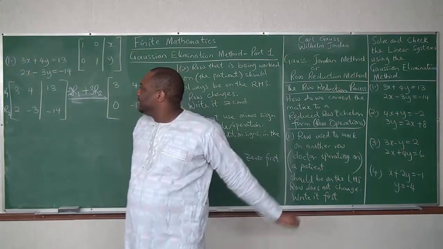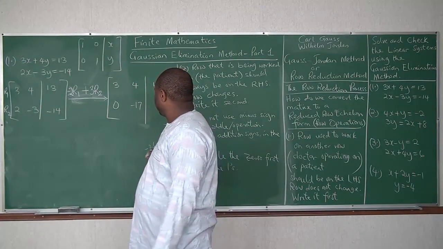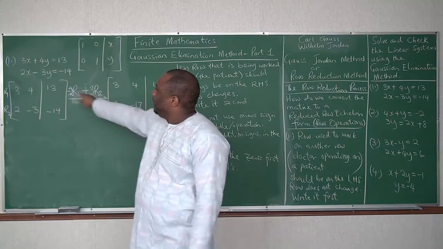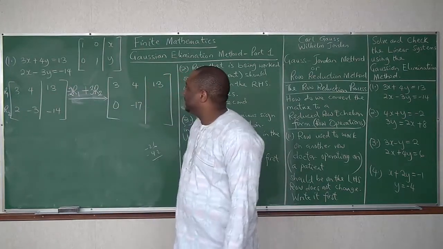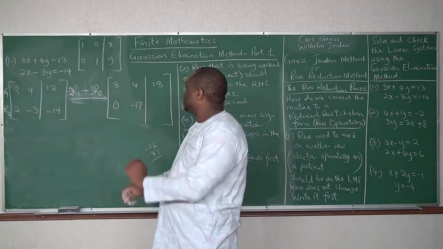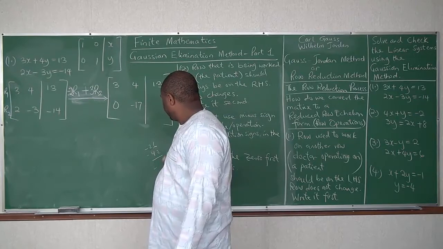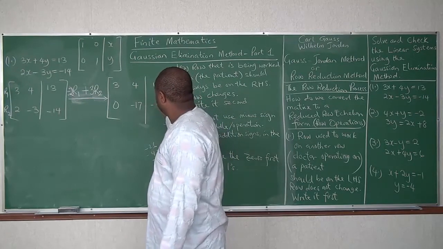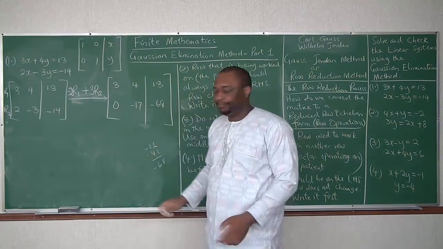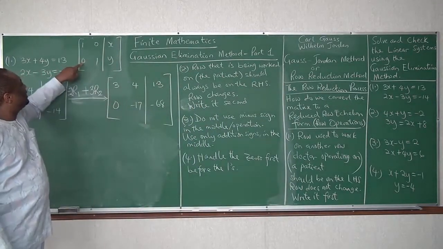Minus 2 times 13 is minus 26. Minus 26 plus 3 times minus 14, which is minus 42, gives what? Minus 68. Are you with me? Minus 68. Okay, then you have succeeded.